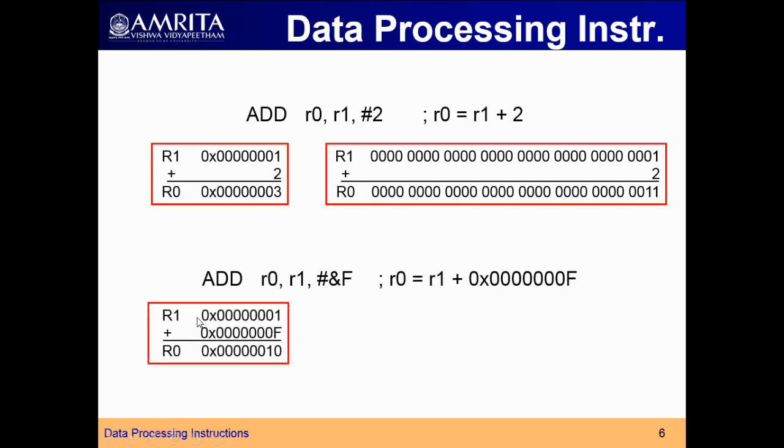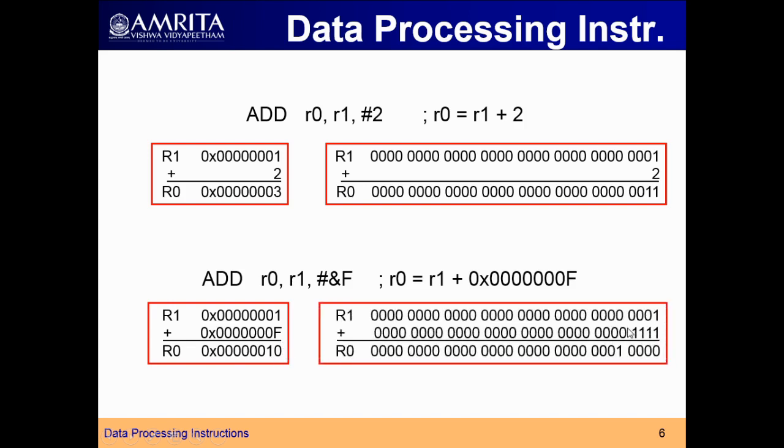So let us take the content of R1 as 0001. To that you are adding 000F. What will you get? You will get 10. 0001 plus 1111: 1 plus 1 will be 0 with carry 1, again 0 with carry 1, 0 with carry 1. So the result will be 00010.